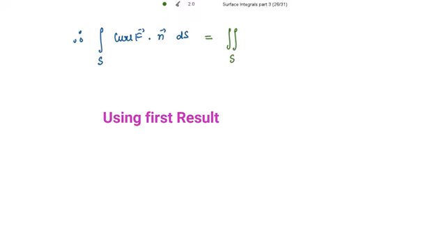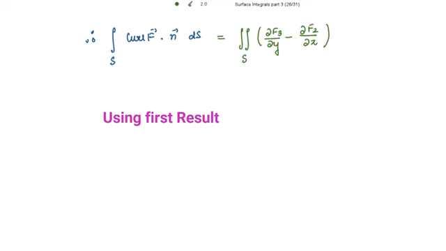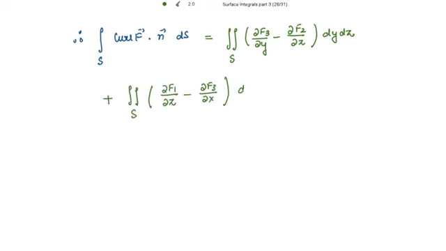Therefore, the surface integral of curl of f vector dot n vector dS is equal to the double integral over the surface S. What is the first component? It is this one, right? And then we write dy dz, plus here dz dx, plus the double integral over S of (partial derivative of f2 with respect to x minus partial derivative of f1 with respect to y), and writing here dx dy. Is it okay, fine? Okay.